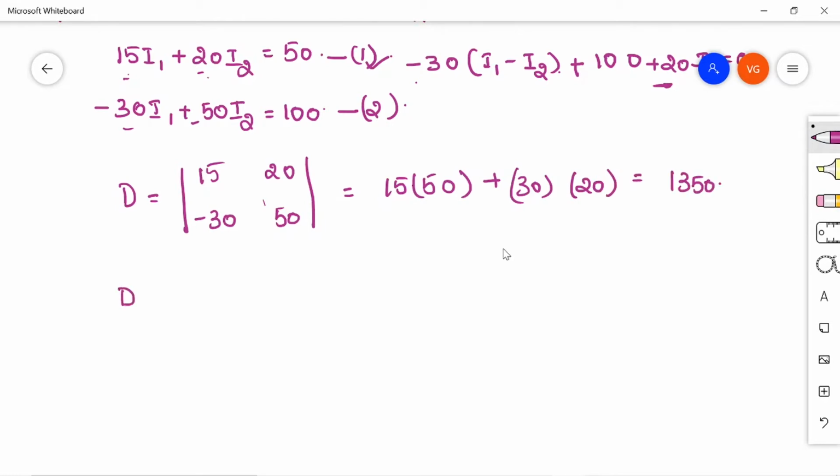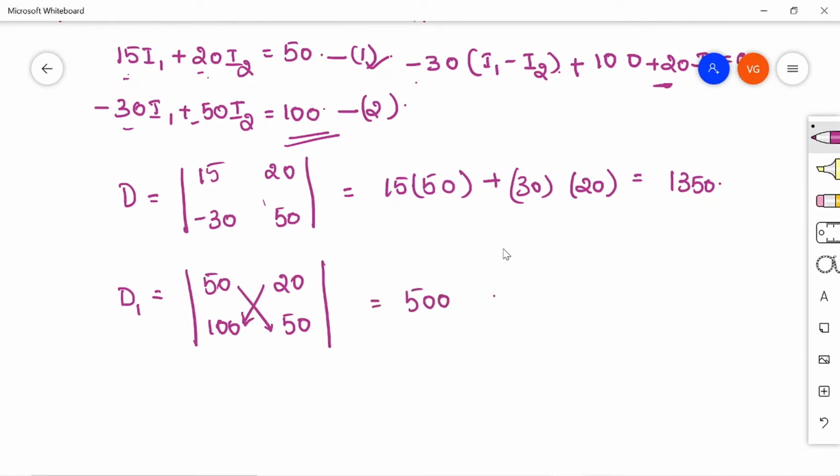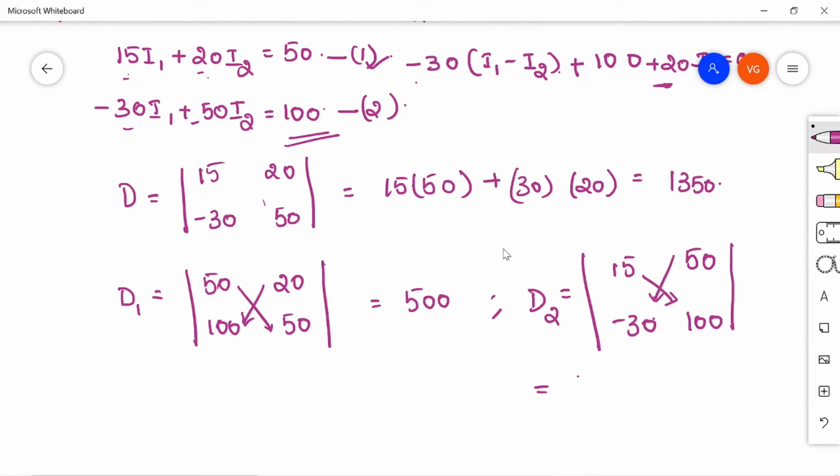Then for D1, you replace the first column with the values 50 and 100, then 20 and 50. Again use AD minus BC, and you will get 500. Similarly, find the value of D2. So replace the second column: 15 and minus 30, with 50 and 100, right? Now again apply AD minus BC. So here you will get D2 as 3000.